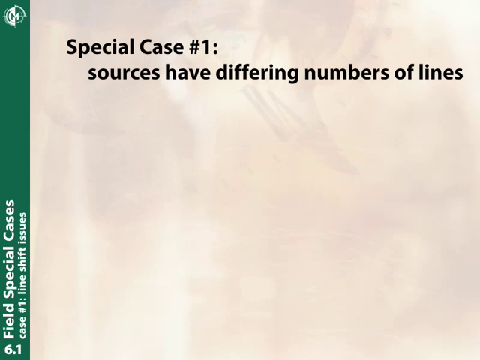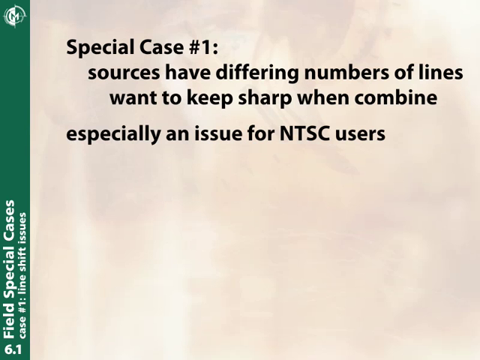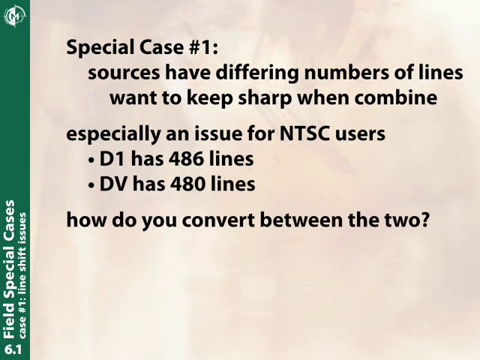The first one has to deal with when you've got sources with different numbers of lines in them, and you're trying to keep things as sharp as possible. Now, those of us who have to work in the NTSC video format have been afflicted by this curse, where the normal D1 footage we used to use has 486 lines, but the DV footage that a lot of us are getting now has 480 lines. So the question is, how do you convert between those two while keeping resolution?